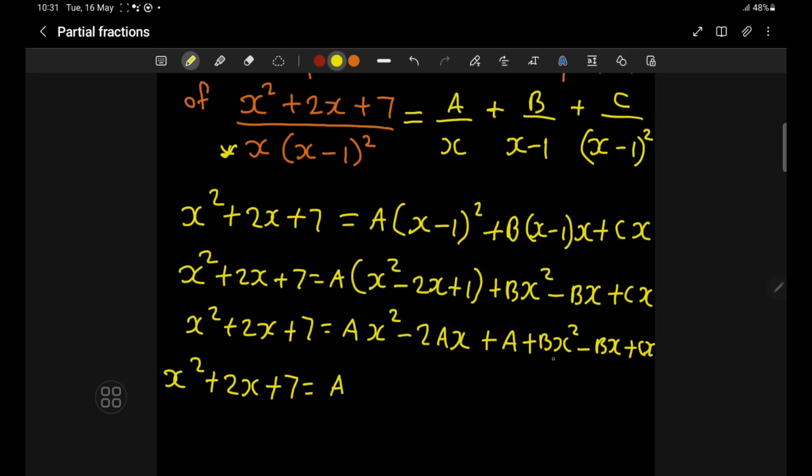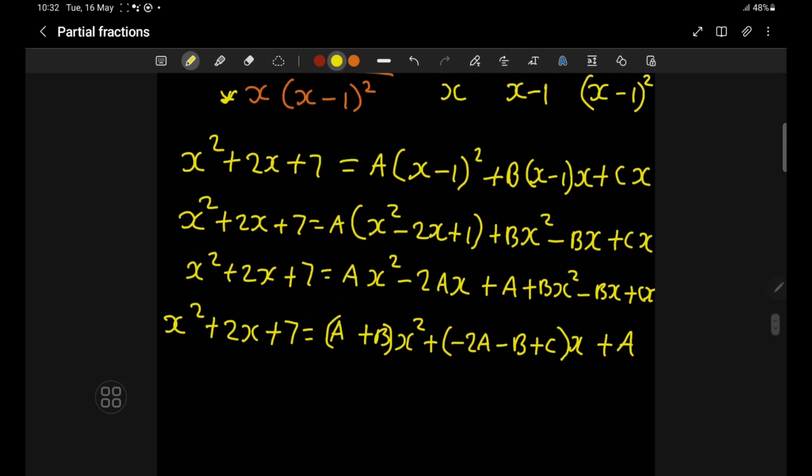So ax squared with the bx squared, so we'll have a plus b x squared. Then we'll have the variables with x, which is negative 2ax, negative bx, and cx there. So that will be plus negative 2a minus b plus c, then x outside. Then we also have the term which is just a constant, which is plus a.